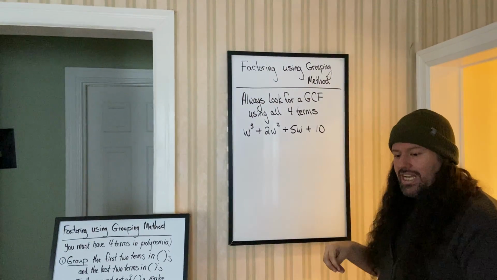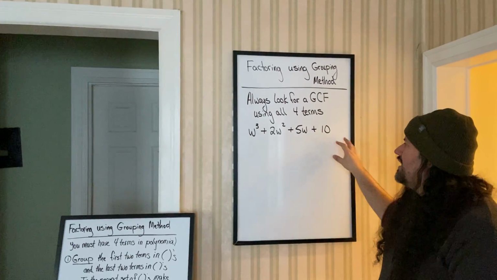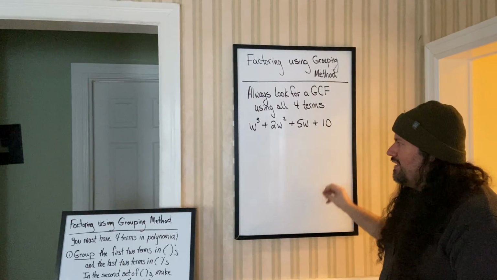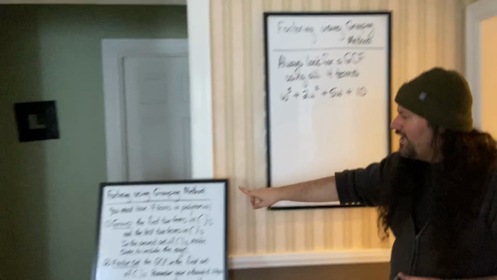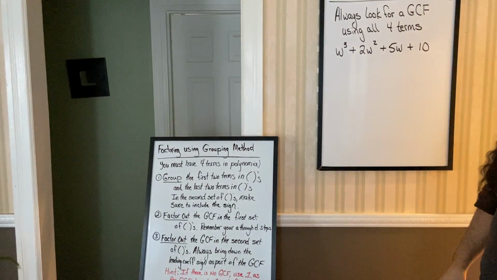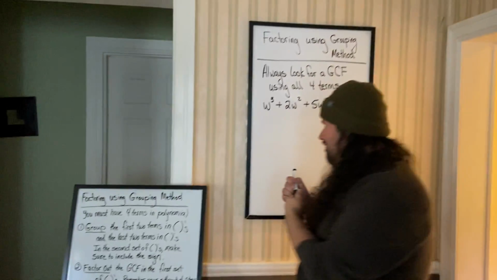Some problems you will have a GCF, and then once you take out the GCF, you're going to have to see if we can break this down with the grouping method. Luckily, there's no GCF, so our next step would be to follow the grouping method. Step 1, we told you put parentheses around the first 2 terms and the last 2 terms. So let's do that here.